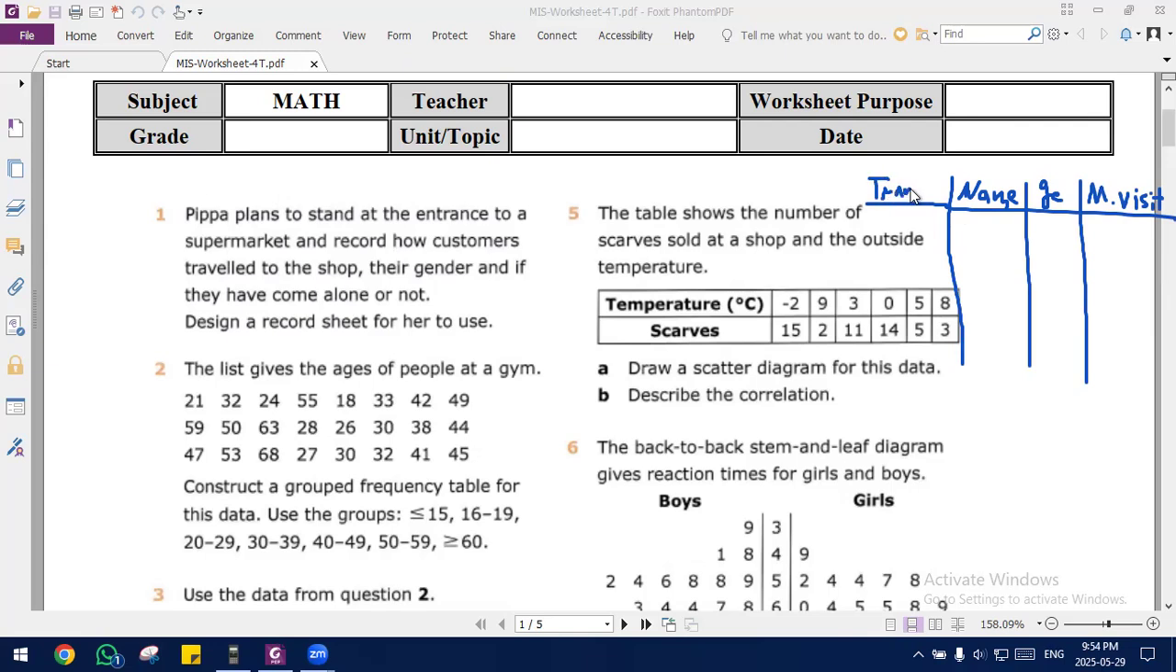So did they come to the market by walking, with a car, bicycle, buses, etc. And that's it. When you have this table, then you can use it. So we can help her collect data, and then she might do statistics for it.